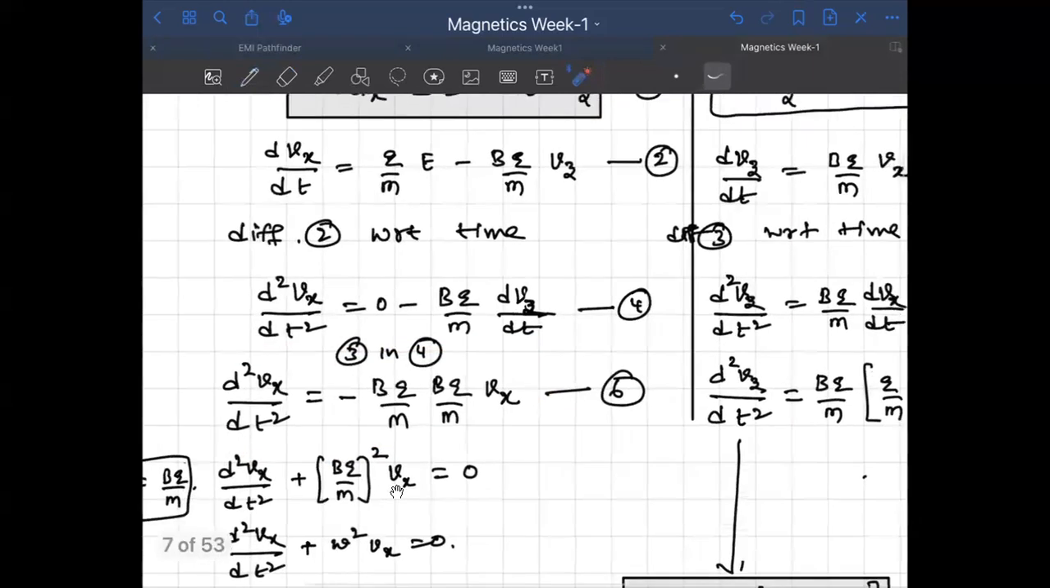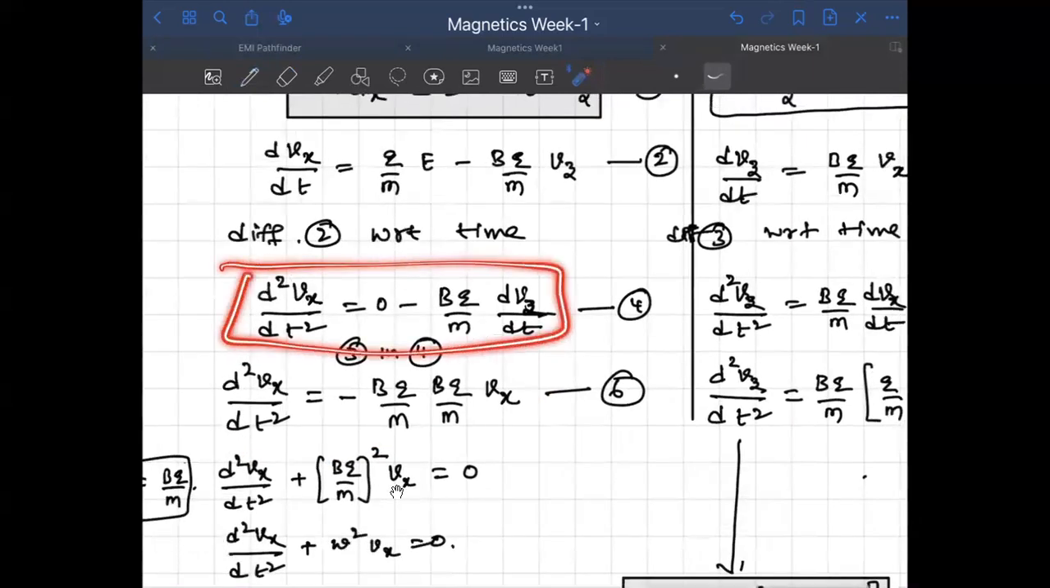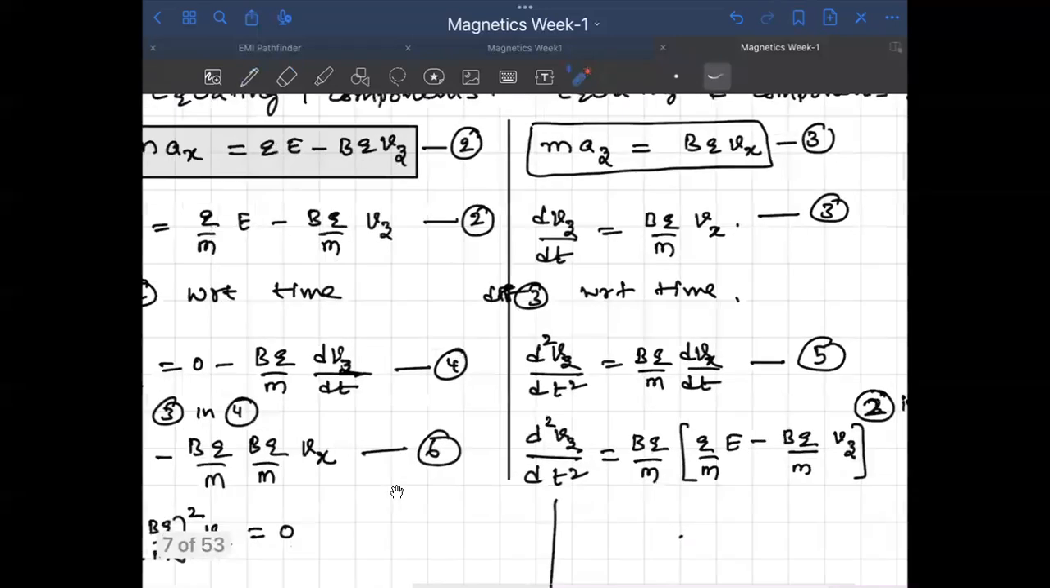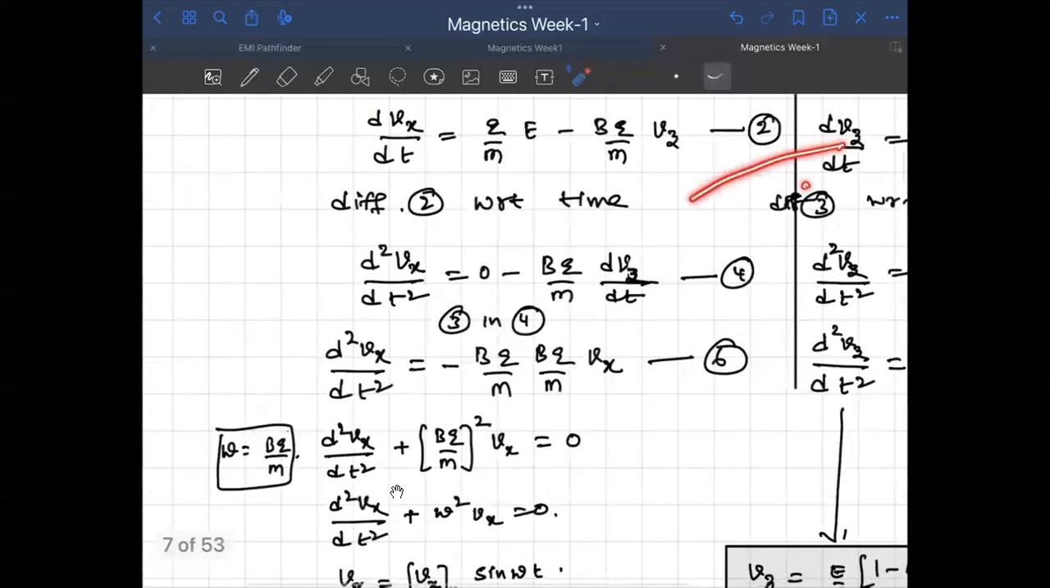Okay, by the way, hold on. Just stay here. Stay till 4. We'll go right side now. This is the picture. dvz by dt is equal to bq by m bx. Agreed? Or here I just reframed. Now I will use that here, so that I will get d square vx by dt square is minus bq by m bx.